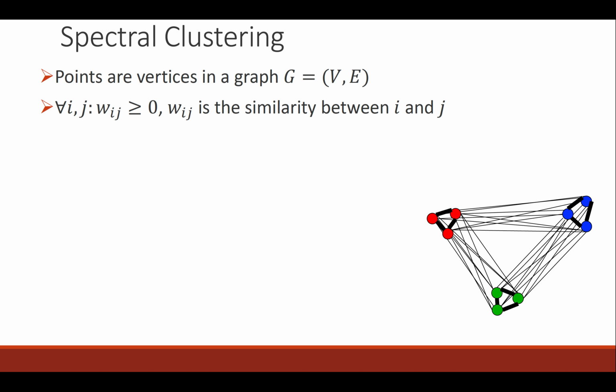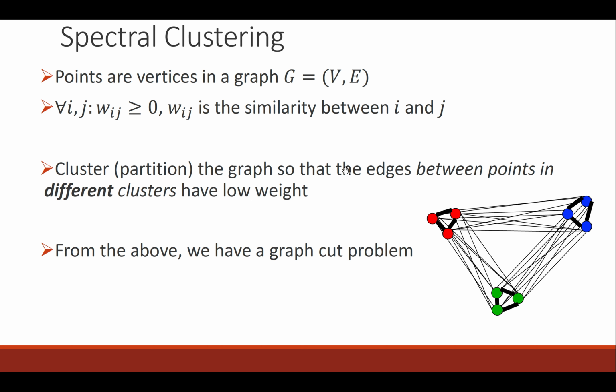And you might think that maybe a plausible way to cluster such a graph is to just group the points which have high connections and separate groups which have small connections between them. So we would separate the red group from the blue, and we would also separate the green from the red and the blue. And in fact, that's basically what we try to do in spectral clustering. So spectral clustering partitions the graph so that edges between points in different clusters have low weight. And from this description, we can say that we have a graph cut problem.